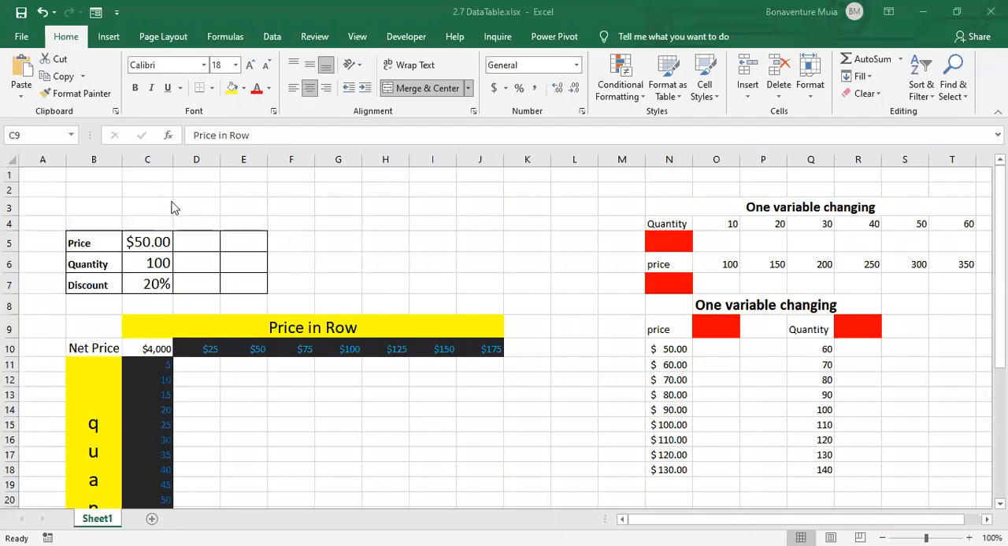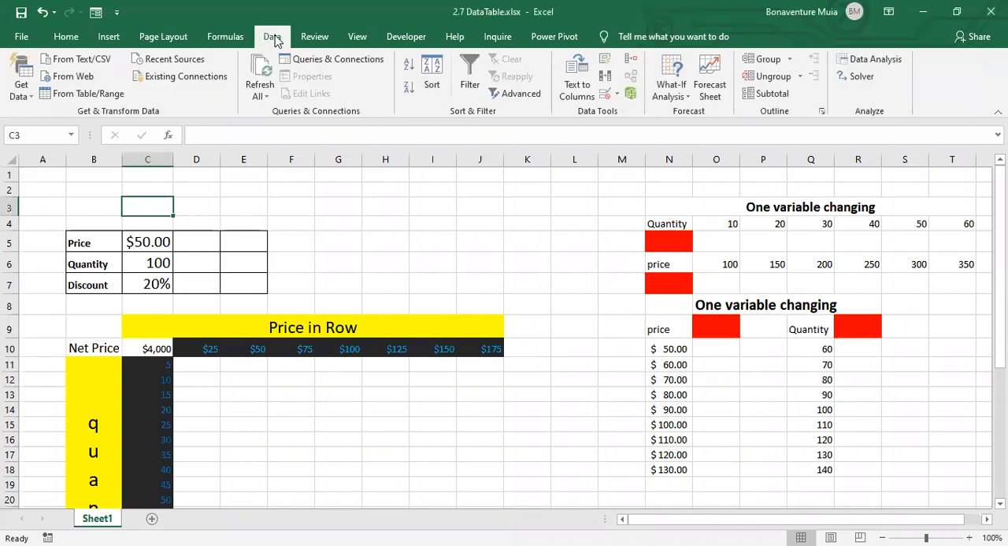So we said today we're going to look at the what if analysis, and for you to be able to get the what if analysis feature, you need to go to the data tab. Then under the data tab, you can see the what if analysis here. There are three features under the what if analysis: the scenario manager, the goal seek, and the data table. So I want us first to start with the data table.